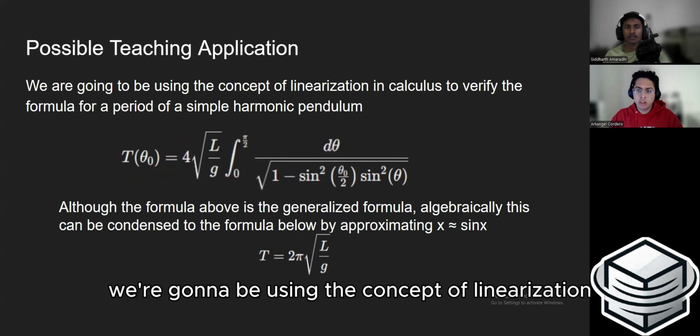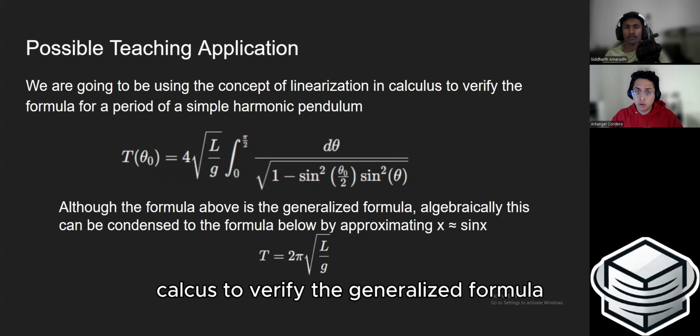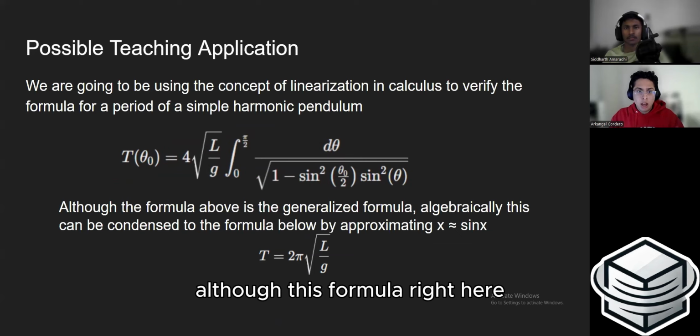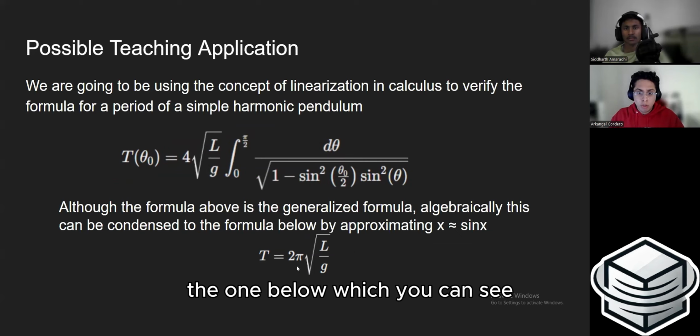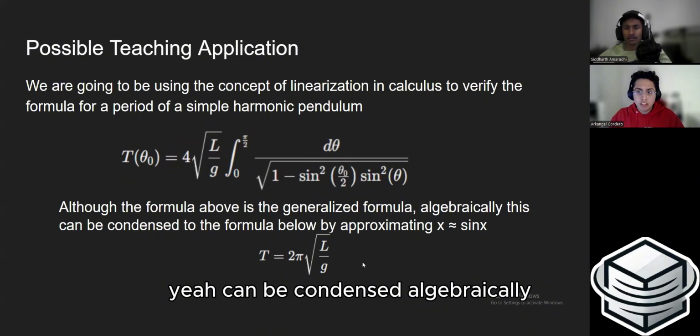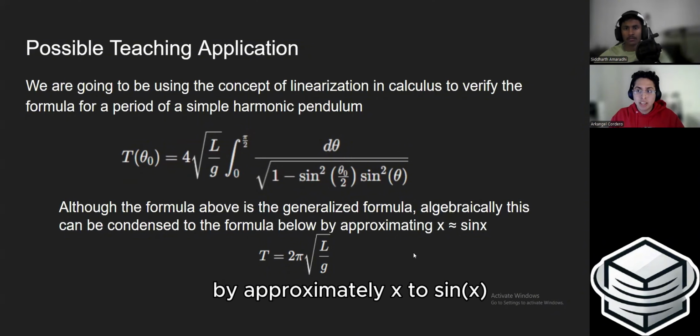We're going to be using the concept of linearization in calculus to verify a generalized formula for a simple harmonic pendulum. Although this formula right here is a generalized one, the one below, which you can see, can be condensed algebraically by approximating x to sine of x.